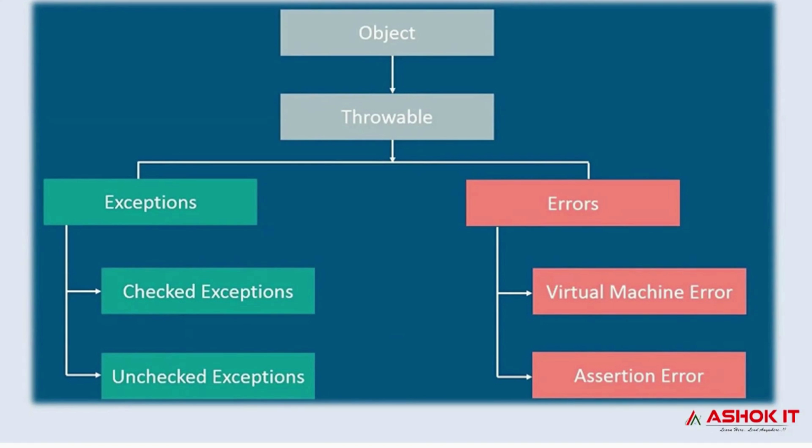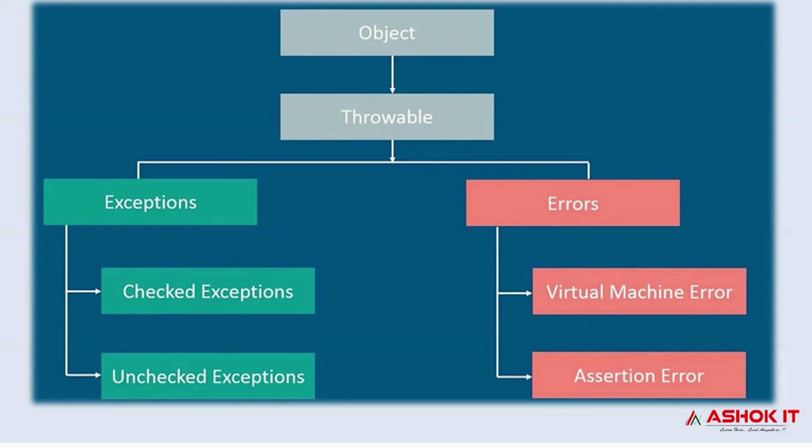So here one branch is headed by Exception, and this class is used for exception conditions that the user program should catch. For example, say NullPointerException, RuntimeException, etc. And the other branch, Error, is used by the Java runtime system to indicate errors that have to do with the runtime environment itself, that is the JRE. For example, VirtualMachineError or StackOverflowError, etc.